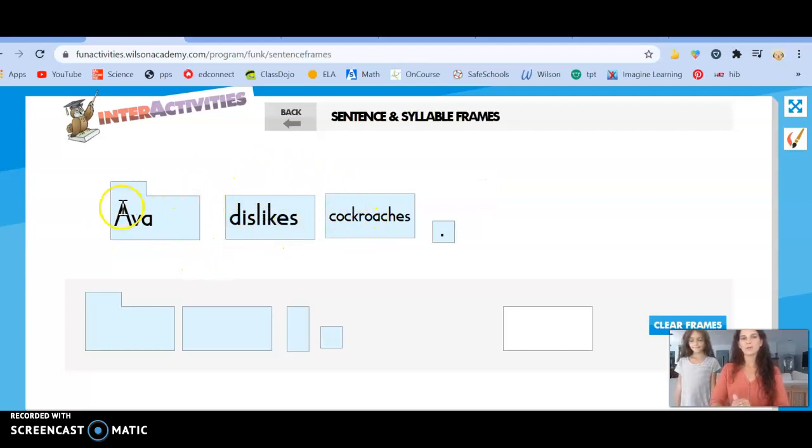And boys and girls, notice between Ava and dislikes, there's a space. And between dislikes and cockroaches, there's a space. That way, everyone can see the words. Ava's the first word, then dislikes, cockroaches. And we have a period at the end of the sentence. All right. Thank you, Ava, so much.